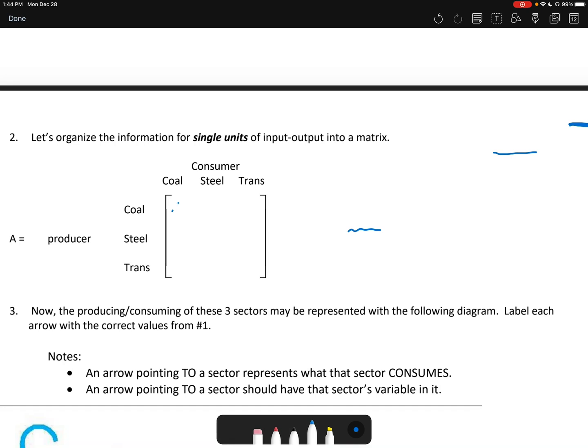So to create coal, I needed 0.02 of coal, 0.1 of steel, and 0.3 of transportation. So I create my columns there. And then you can scroll back up. But to make steel, you needed 2 tons of coal, 0.01 tons of steel, and 0.05 units of transportation. And then to make transportation, we needed 0.01 tons of coal, 0.1 tons of steel, and no transportation. That's how those input-output matrices are always created.